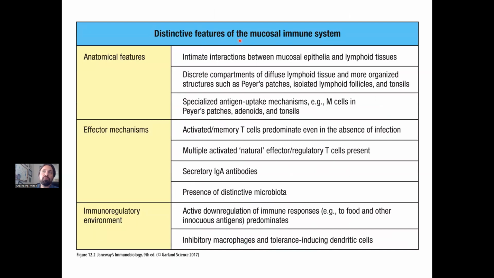So we have diverse features of the mucosal immune system. We have anatomical features that are really unique. We have different effector mechanisms, and we have this immunoregulatory environment. So this is taken directly from Janeway. If you want to read more about this, please look at Janeway. And then also, if you have minimal experience with any of these topics, please go back to the textbook and start reading and understanding more about how this works. Again, How the Immune System Works is a really good primer, a very quick read that can help reinforce these basic concepts that can help us moving forward.